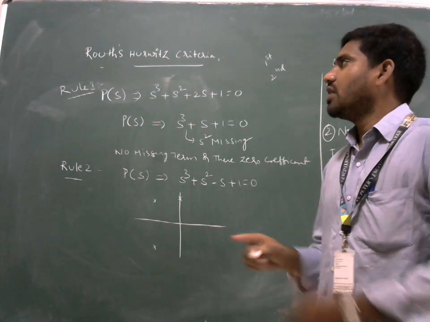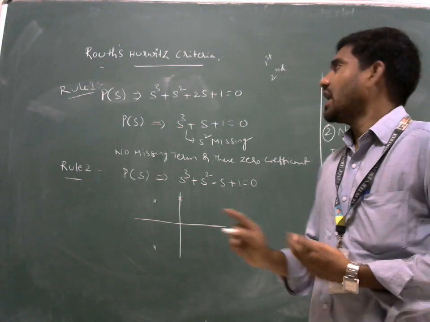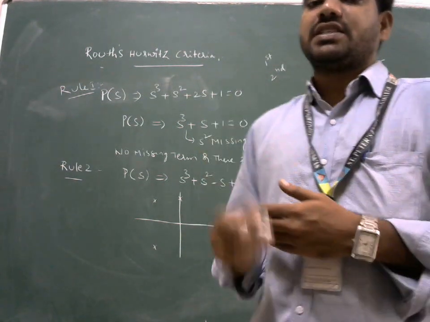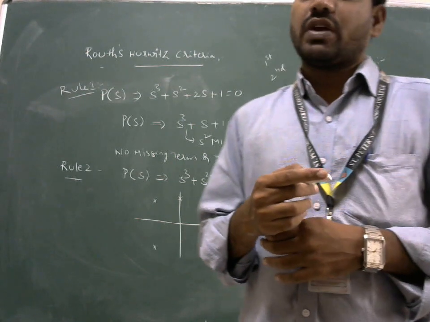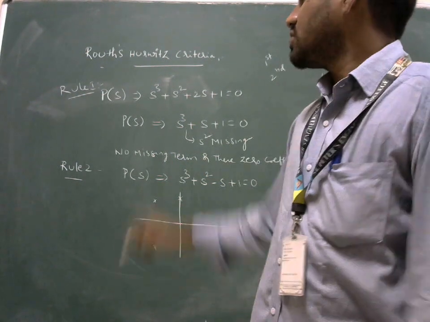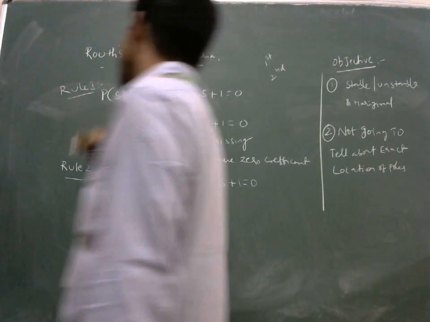But in the case of a higher order system, it is very difficult. So we are going for a simulation or some algorithms. In that, we are going to use the Routh-Hurwitz criteria. We can use the Routh-Hurwitz criteria in these two cases.